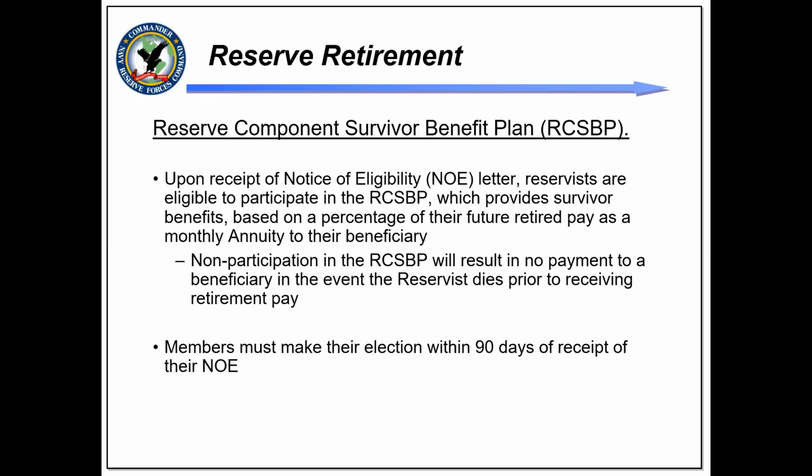Reserve Component Survivor Benefit Plan. Upon receipt of a Notice of Eligibility letter, reservists are eligible to participate in the RCSBP, which provides survivor benefits based on a percentage of their future retired pay as a monthly annuity to their beneficiary. Non-participation in the RCSBP will result in no payment to the beneficiary in the event that the reservist dies prior to receiving retirement pay. Members must make their election within 90 days of receipt of their NOE.